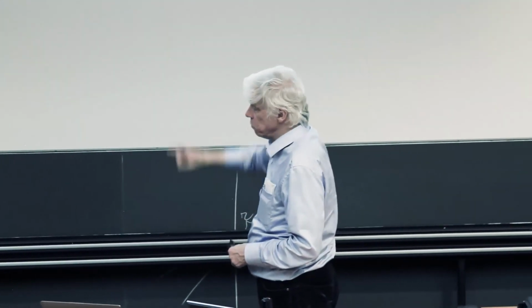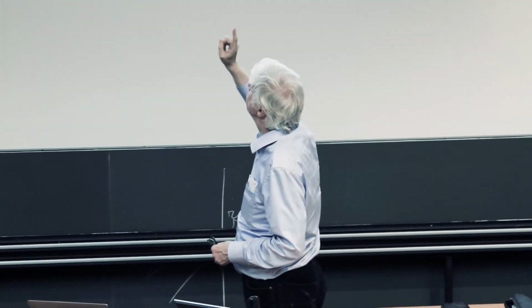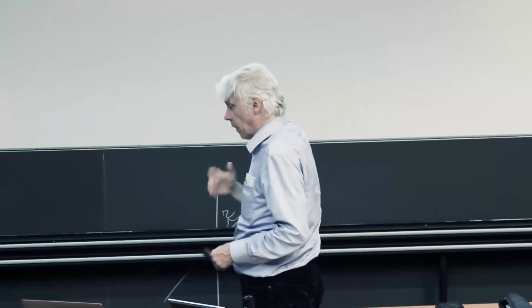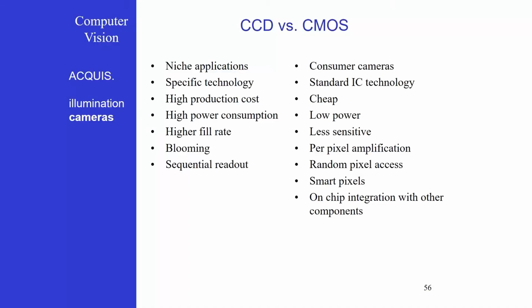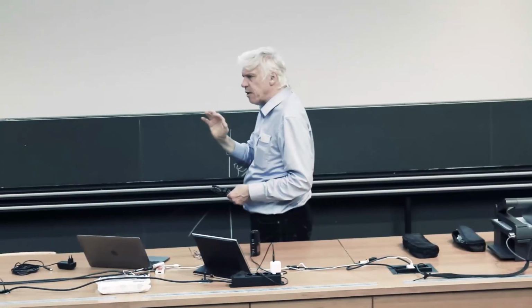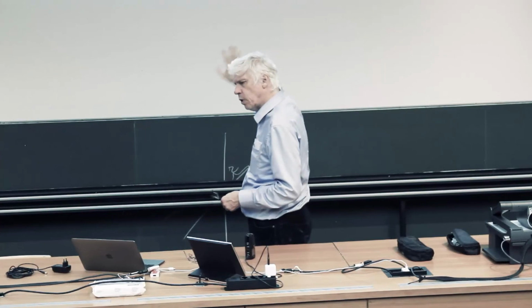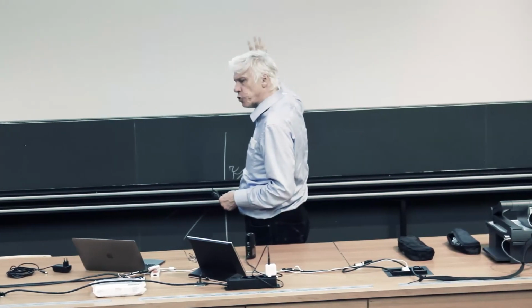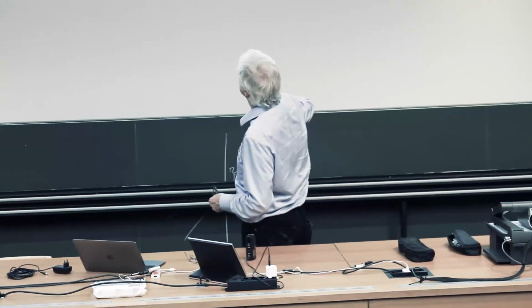As we mentioned, CCDs have a better fill rate. The percentage of the chip that you can make light sensitive is higher. So CMOS cameras are less sensitive, although special techniques like adding the pixels with micro lenses and stuff like that helps to reduce that disadvantage of CMOS compared to CCD.